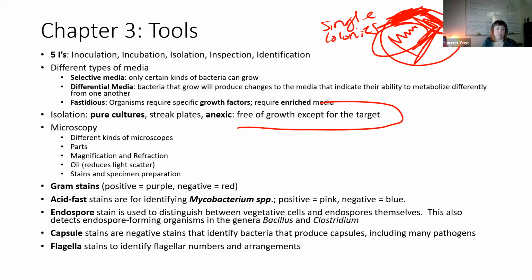And then we have flagellar stains. Dyes will deposit onto the flagella themselves to make them visible. That can be another defining characteristic of some microorganisms: how many flagella they have and where they are located. So that is it for chapter 3 and the rundown for that.